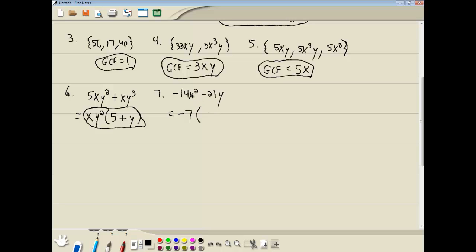Okay, now remember factor means to divide out. So negative 14 divided by negative 7 is 2, x squared. Negative 21 divided by negative 7 gives us a positive 3, y. And that would be our answer.